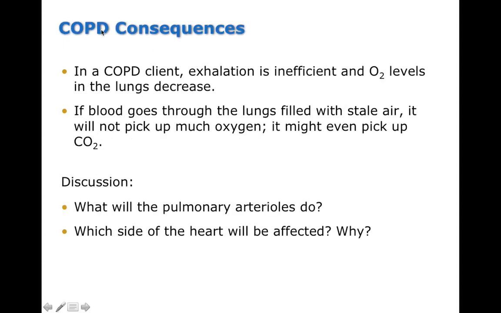So in terms of the consequences of COPD, exhalation is inefficient, and O2 levels in the lungs can decrease. If blood goes to the lungs and fills with stale air, it might not pick up as much oxygen. And if that CO2 is trapped in the lungs, it might even pick up excess carbon dioxide in that stale air. So the question here says, what will the pulmonary arterioles do as a consequence? And which side of the heart will be more likely affected directly?